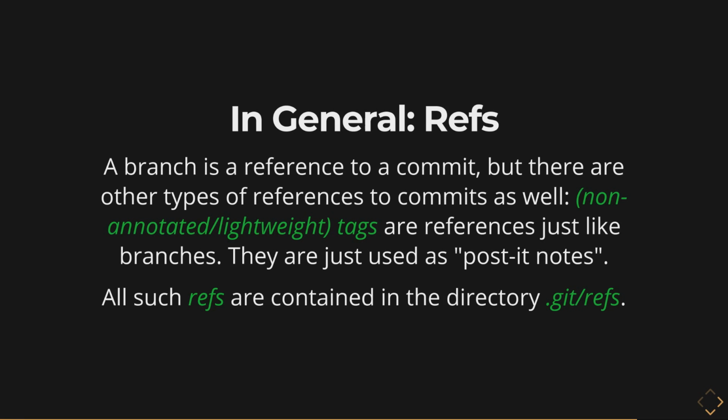Now, both tags and branches, they're just an instance of what in Git is called a ref, or a reference, but people just call them refs. And if you look inside the .git directory, you will find that all refs, that includes branches and tags, are found inside the refs directory. And we're going to have a look at that together.